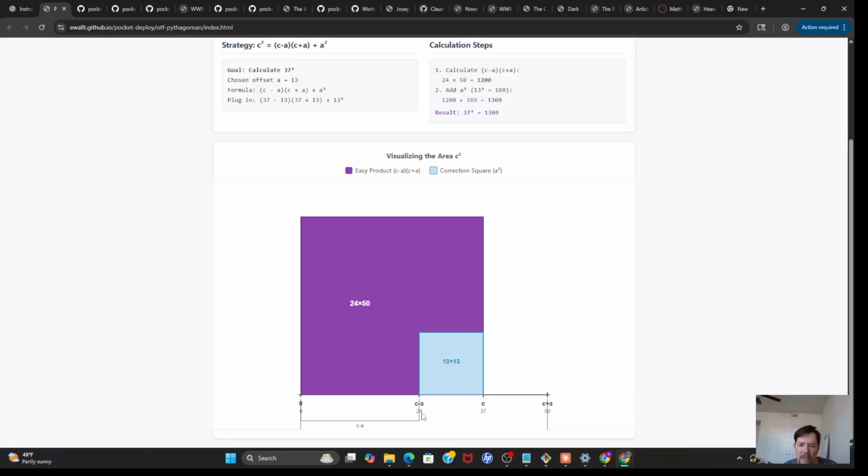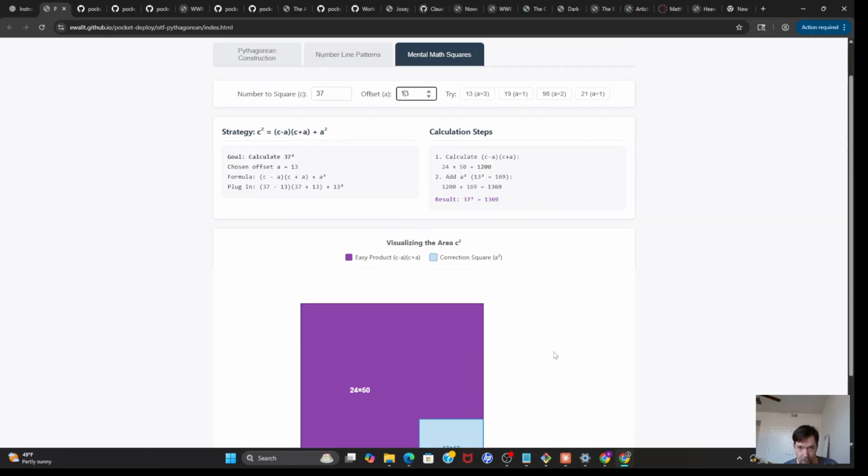So 1,200, I can take even easier. Just take the number that you have as the endpoint, divide by 2 is 12, and add 2 zeros: 1,200. And then we just saw that 13 squared is 169. So 1,200 plus 169 is 1,369.